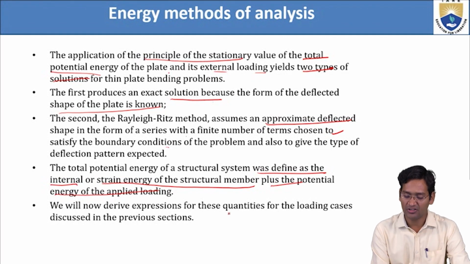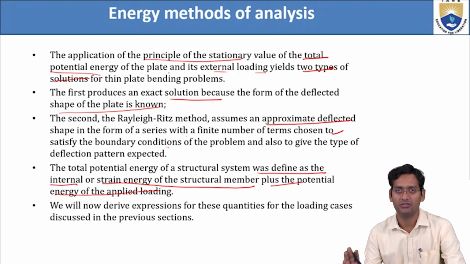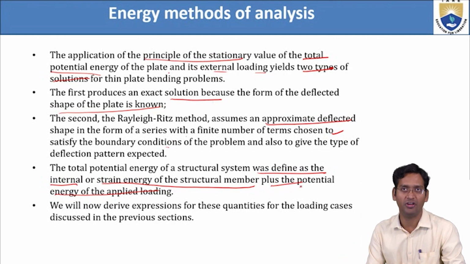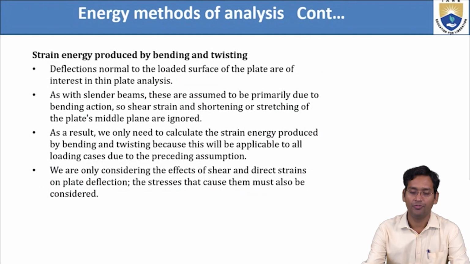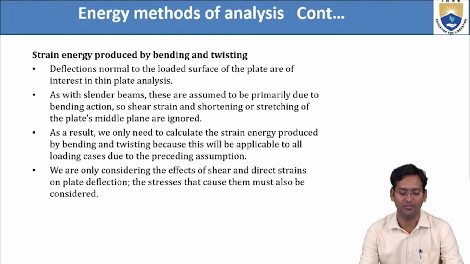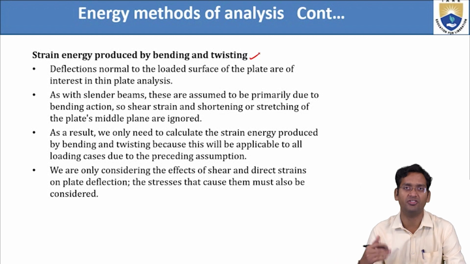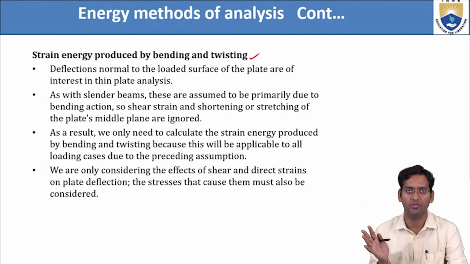You will now derive expressions for these quantities for the loading cases discussed in the previous section. So now we will derive first the strain energy, then the potential energy, and then the total potential energy. First we will see the strain energy produced by bending and twisting, right? How much strain energy we produce if we bend or twist, and how to find that.